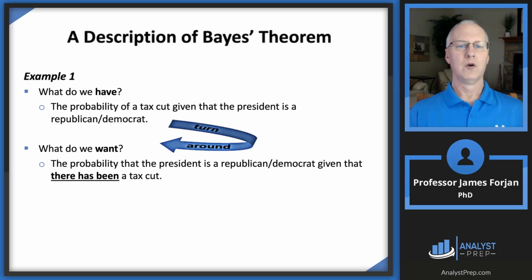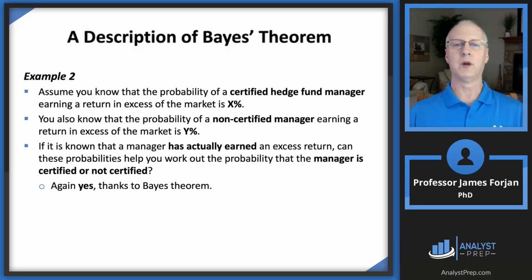What do we know? We know the probability of a tax cut given that the president is a Republican or a Democrat. But what we want is the probability that the president is a Republican or a Democrat, given that there has been a tax cut. So we know there has been a tax cut. We don't know which party the president belongs to.